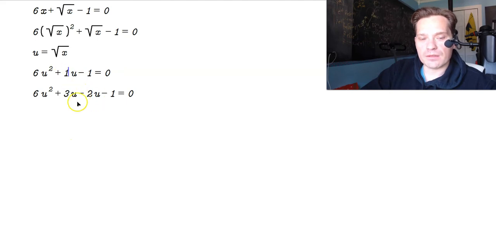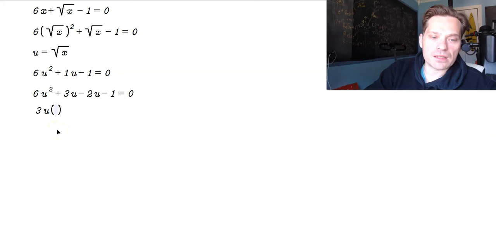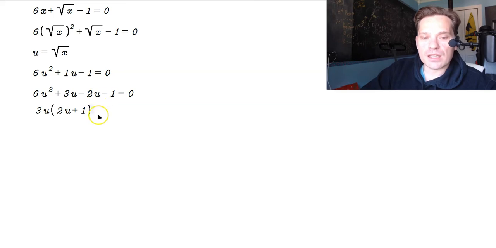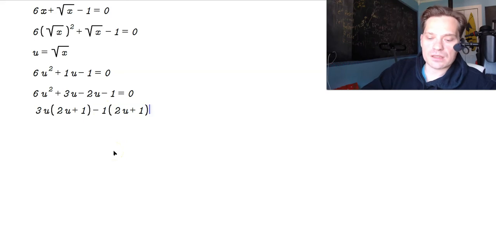These are equivalent. Now from the first two terms, just factor 3u out, and then you have 2u plus 1 left over, because 3u times 2u is 6u squared, 3u times 1 is 3u. From the other two terms, negative 2u and negative 1, factor negative 1 out. And when you do that, negative 2 divided by negative 1 is positive 2, negative 1 divided by negative 1 is positive 1, this is equal to 0.